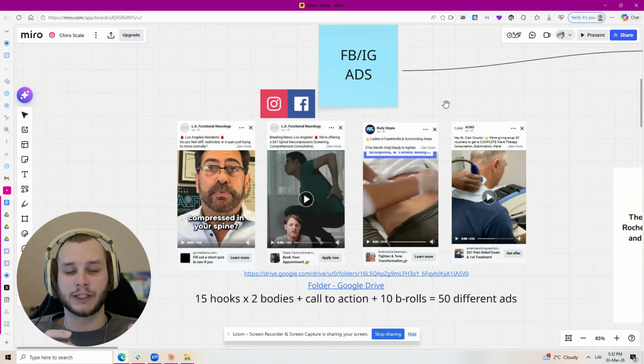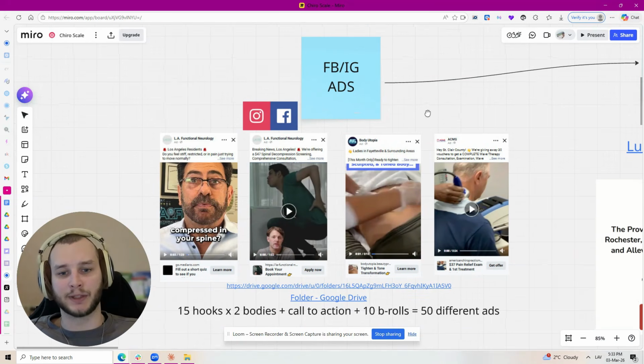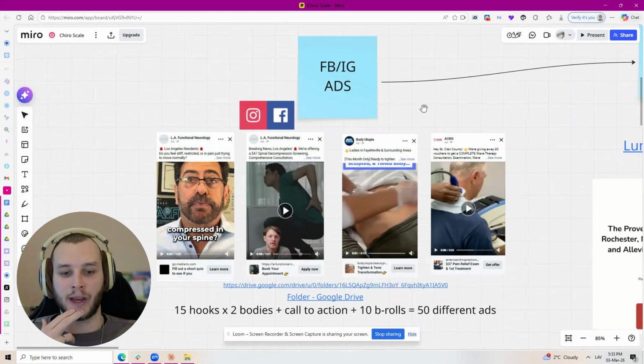And bodies are things that usually don't change. For instance, you're the same doctor, doing basically the same thing for probably a lot of years, in the same location. You don't necessarily have to have something fancy in bodies. And the call to action is just when you say, for instance, click the link below, and so on. Okay, so that's ads.